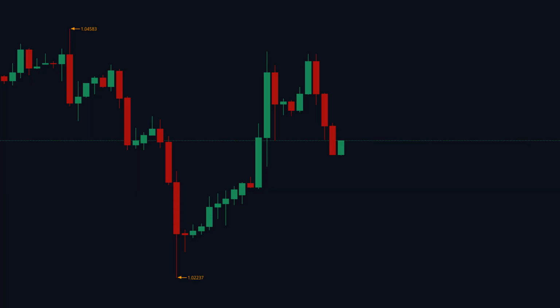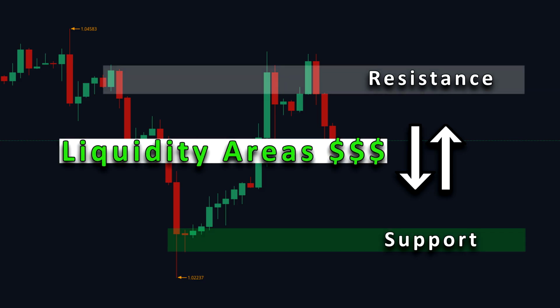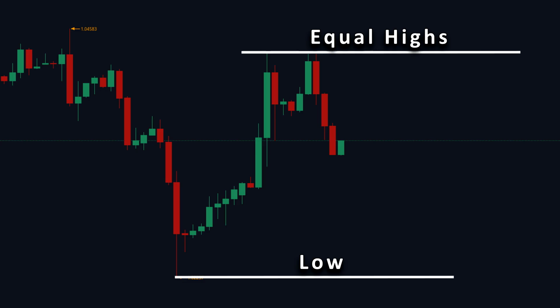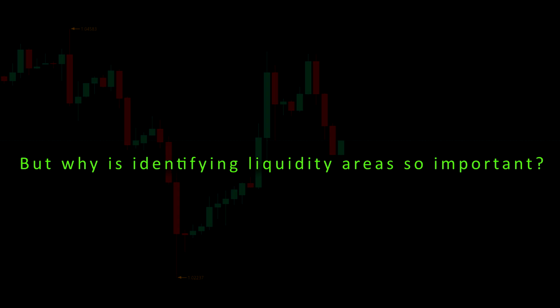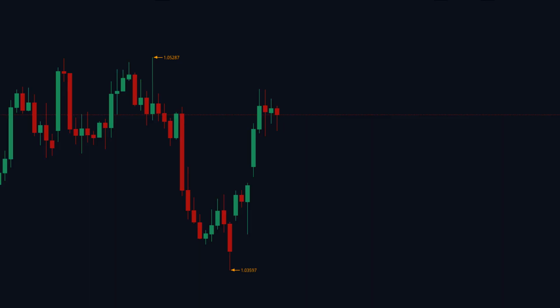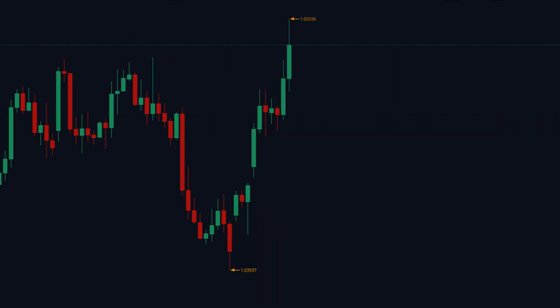When analyzing a chart, we consider traditional support and resistance levels as significant liquidity areas. Equal highs and lows or multiple rejections at a price level often indicate zones where liquidity is concentrated. But why is identifying liquidity areas so important? Liquidity plays a crucial role in price movements. The market naturally gravitates toward levels where liquidity is present, while it moves away from areas where liquidity has already been taken. Understanding this behavior helps traders anticipate price movements more effectively.